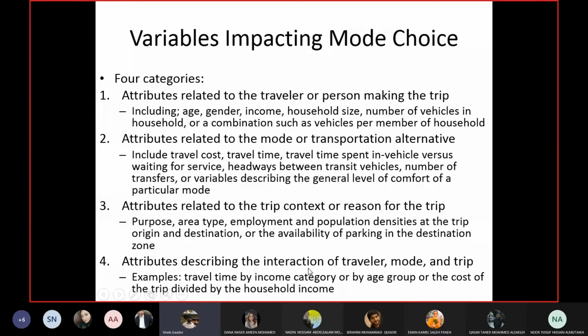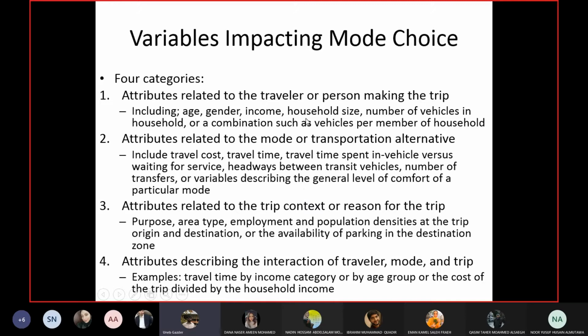Then the parameters related to the interaction of these three parameters. So for example, travel time by income category. A particular income category may have an average travel time, or travel time by a specific age group. People from a specific age group may be going for a specific type of trips, or the cost of trip divided by the household income. Cost of trip is the attribute of the mode, and household income is the attribute of the traveler. So you are mixing them together.